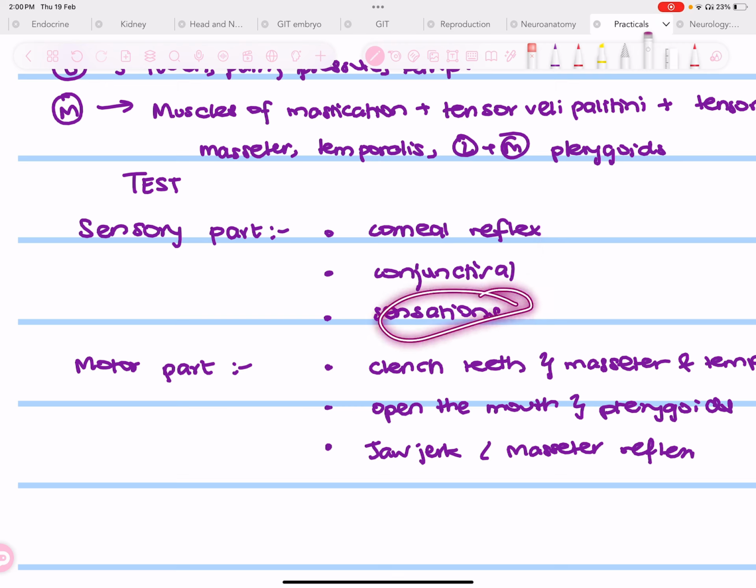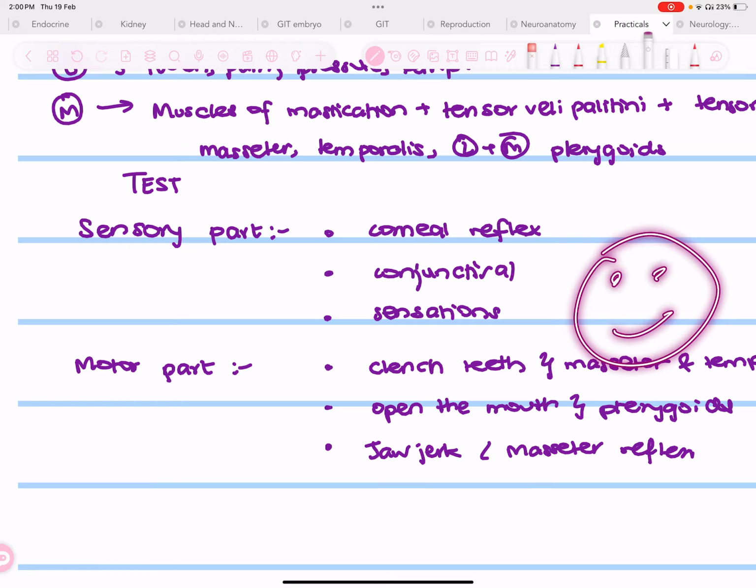And for the sensations, what you need to do is ask the patient to close their eyes, and then, if for example this is the face, you have to use the cotton wisp to first touch here and then here as well, because you have to test both the areas. So this is a precaution that you have to compare the two sides every time, right?